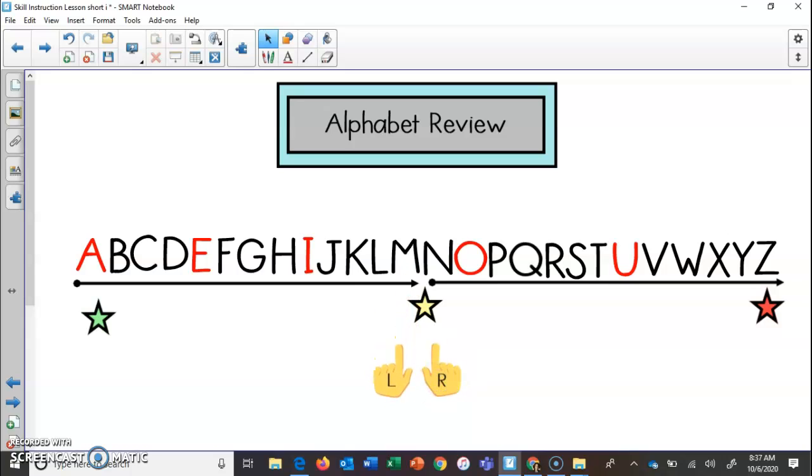We just touched and named the alphabet in sequence. Sequence means order.